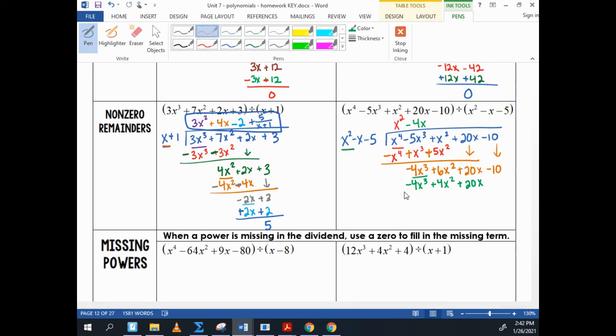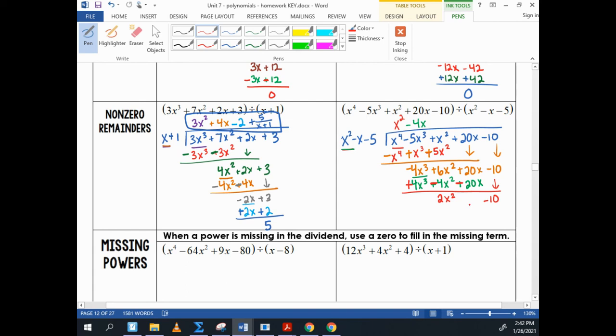Next step is to subtract all of these. Again, remember, if they're negative, you add it, but we're just going to change all of the signs. We've wiped out our x to the thirds, but 6x squared minus 4x squared is 2x squared. 20x minus 20x is 0x. I'm going to leave that space kind of empty, and just drop down my 10 right here. If you even wanted to write 0x, that would be fine as well.